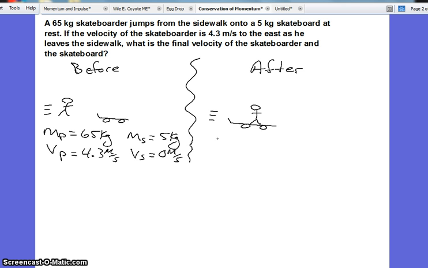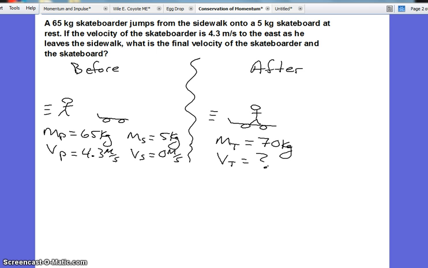After the collision, they are together. They are combined. So I'm just going to write the combined mass because they're moving the same way. So their combined mass now is 70 kilograms. And we want to find out what their combined velocity is.